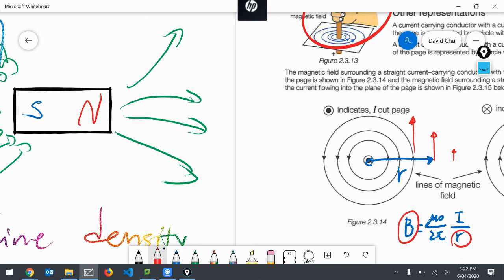And as we expect, if you have a higher current, then you're going to have a stronger field strength, and that's proportional to the permeability, the constant that we have here.